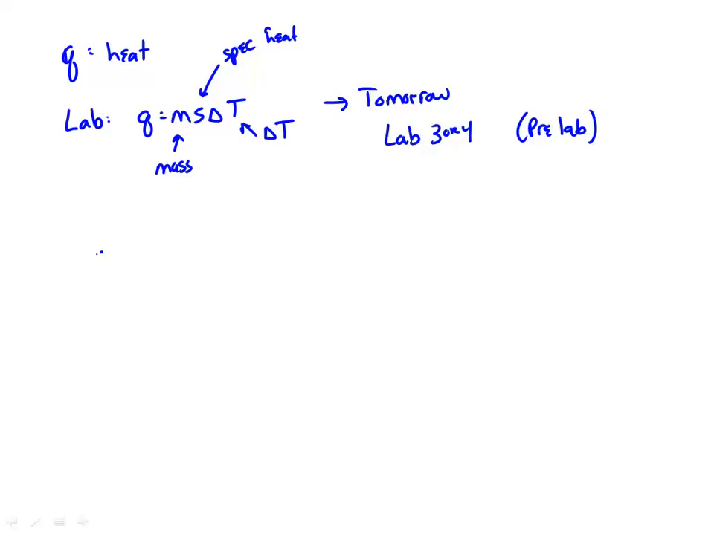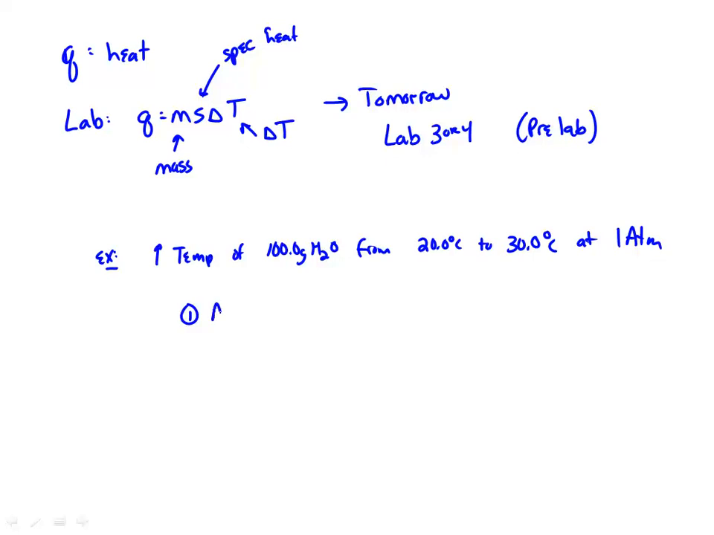The only thing I want to say is that if we take a little bit of an example, if I increase the temperature of, say, 100.0 grams of water from 20.0 degrees Celsius to 30.0 degrees Celsius at, we'll just say 1 atmosphere, what we should realize is that the amount of heat varies.